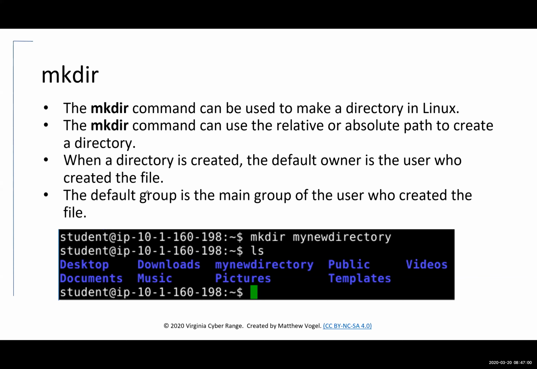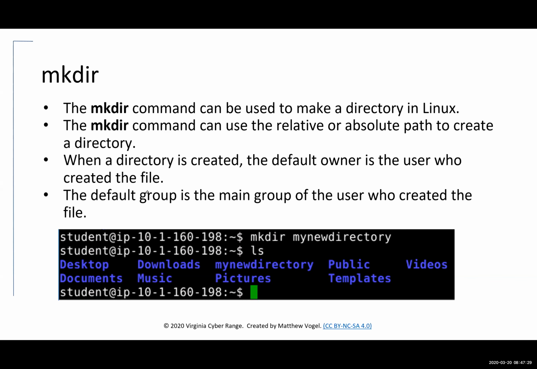So that is a couple different ways to create files and then to redirect into files. Okay, mkdir, make directory. Mkdir is short for make directory. The command can be used to make a directory in Linux. The mkdir command can use the relative or absolute path to create a directory. When a directory is created, the default owner is the user who created it.